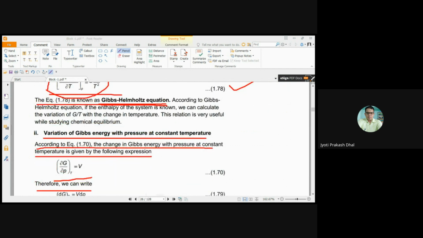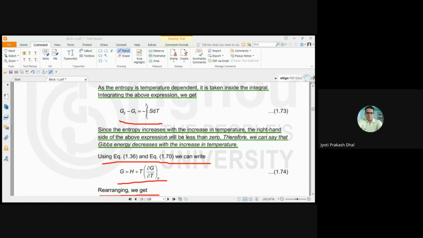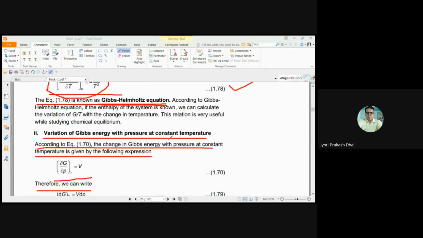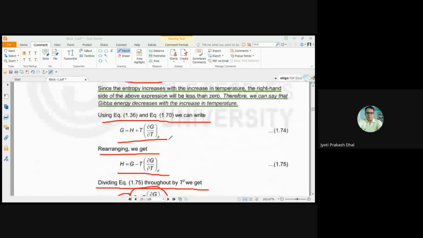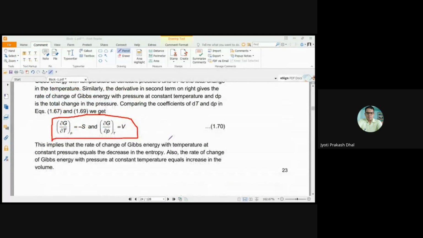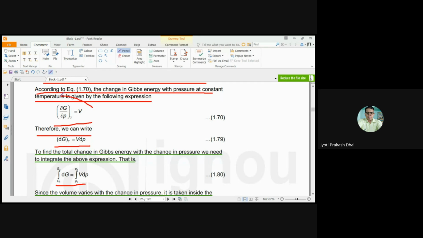Now coming to the variation of Gibbs energy with pressure at constant temperature. Here we have discussed the variation of Gibbs energy with temperature at constant pressure. Now we'll discuss the variation of Gibbs energy with pressure at constant temperature. Coming to equation 1.70, we will take this term. Simply we can write del G by del P at constant T, which is equal to V.